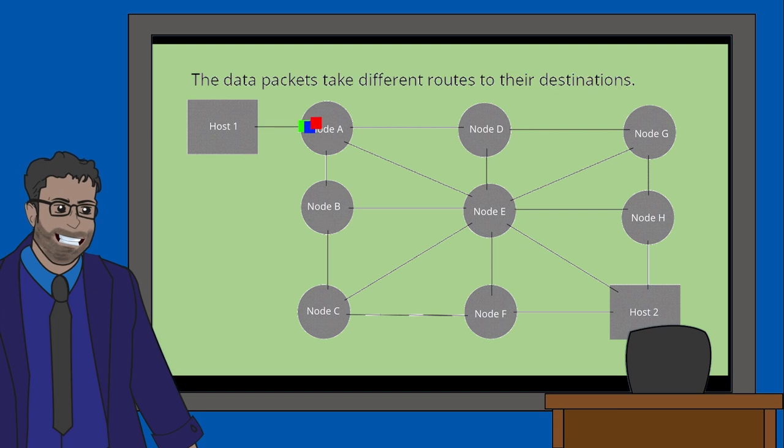This is a method of transmitting data packets across a network. Each data packet is able to take an individual pathway across the network.